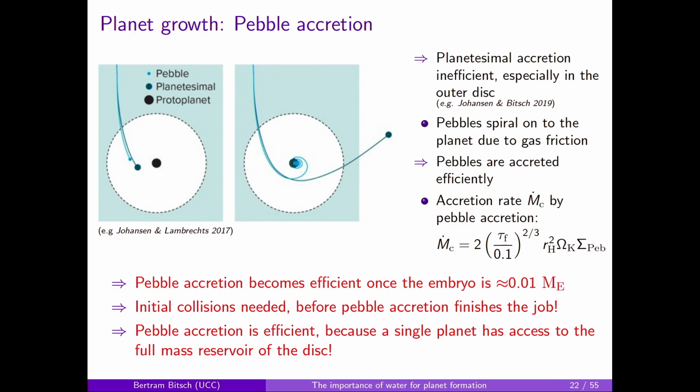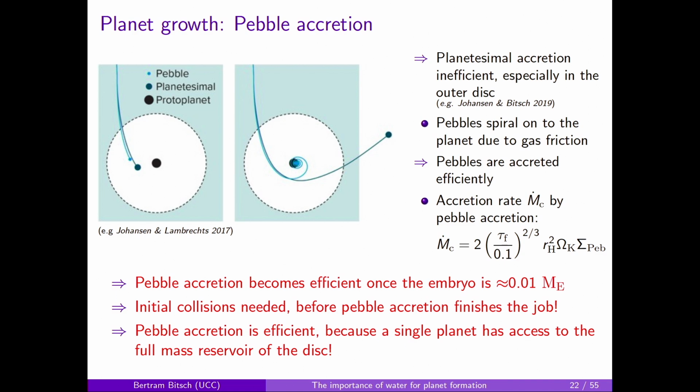On the other hand, the pebble can actually be accreted very nicely onto the planet, and the reason for that is because the pebble loses angular momentum due to the interactions with the gas. So this is basically the idea: our pebbles drift inwards, but then if you have a planet that sits there, the material can actually come to you. The accretion rate for our core depends on the Stokes number, so on the size of the particles, depends on the Hill radius, so on how massive our planet is, and depends on the surface density of pebbles, so how many pebbles we actually have available.